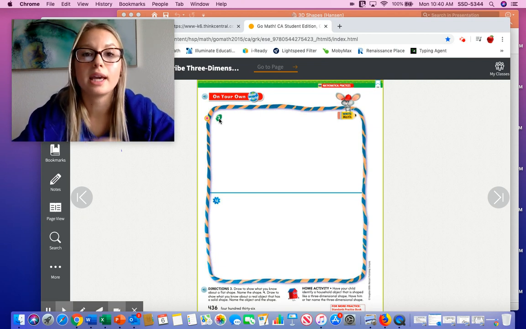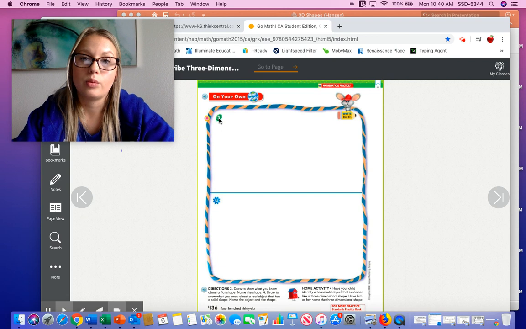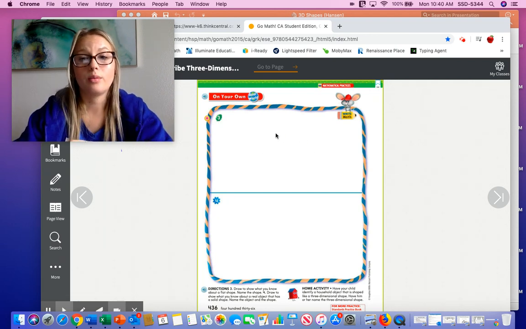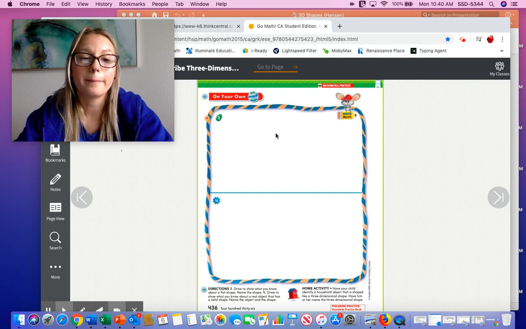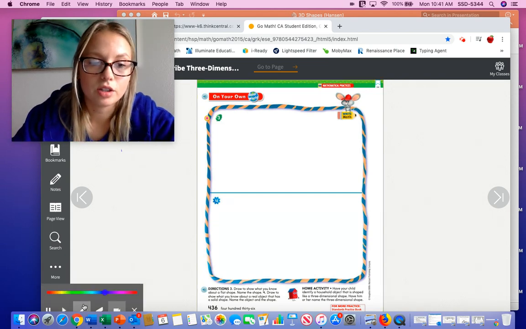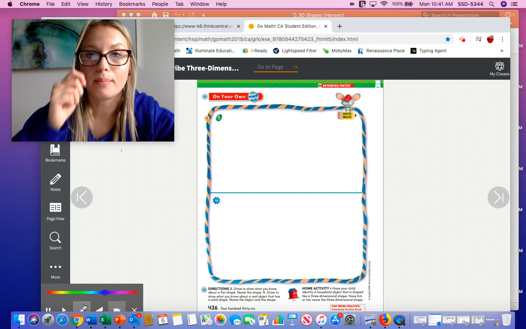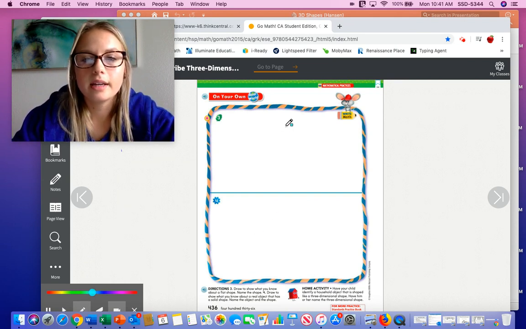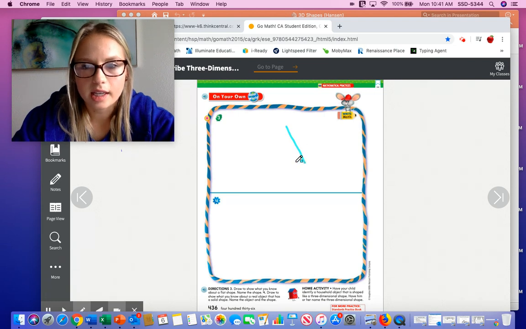So I want you to pick a 2D shape. We know what 2D shapes are. I want you to draw it here. You get to pick. Which 2D shape do you want to draw? Okay, I know what shape I'm going to do. Yours could be different than mine. That's okay, but it has to be 2D, flat. Ready? I'm going to draw mine. This is the one I was thinking of.